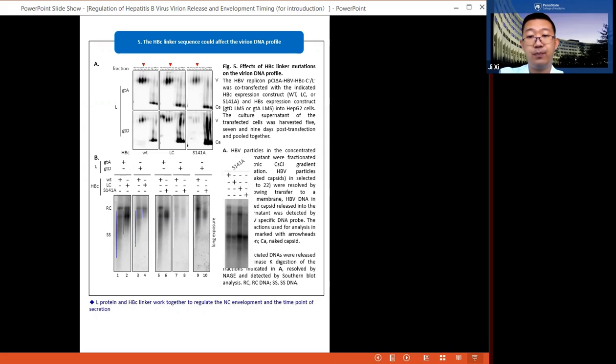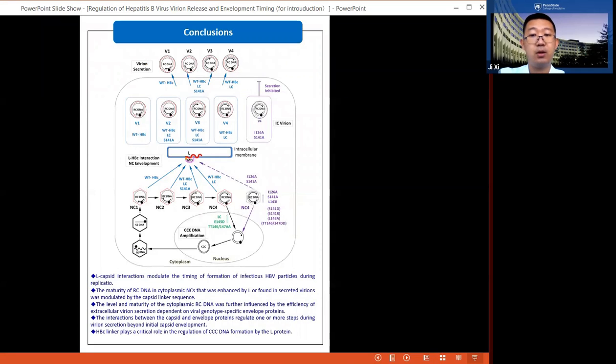The intracellular virion of S141A containing rcDNA was mostly retained in the cell, while the virion containing the incomplete double-strand DNA preferred to be secreted out. This result implied the L protein and HBC linker work together to regulate the capsid envelopment and the time point of virion secretion. The final model shows all the results we talked about, and the conclusion is below.